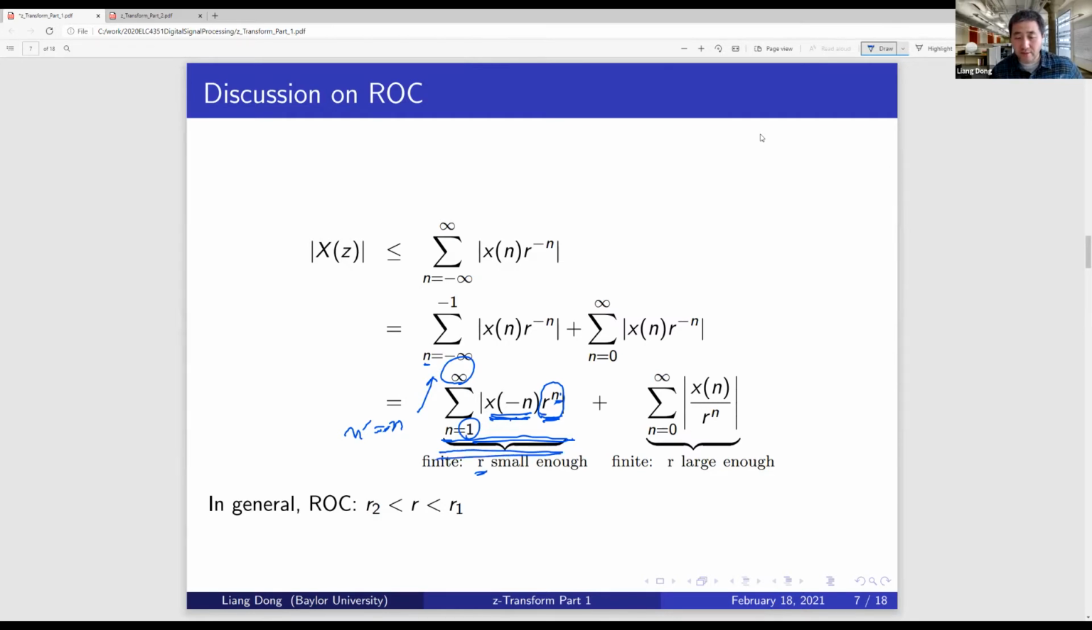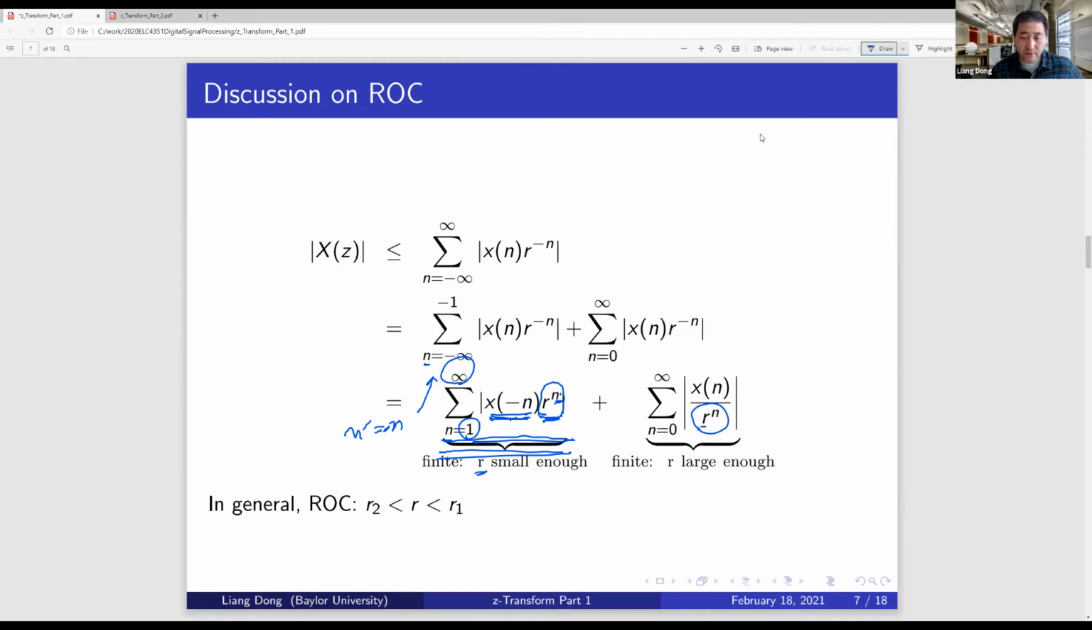The entire sum here, the first term is finite. The second term, because of r to the power negative n, I put that into the denominator. It's also r to the n here on the denominator. If I want to make sure this sum is finite, then we need to have this r large enough.